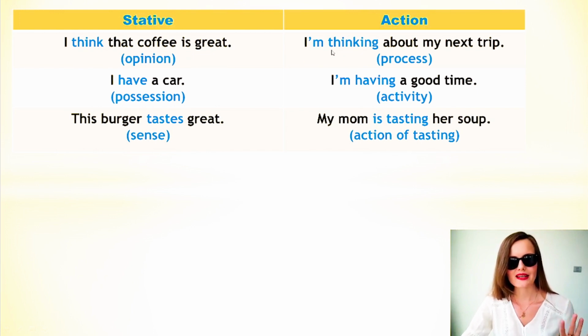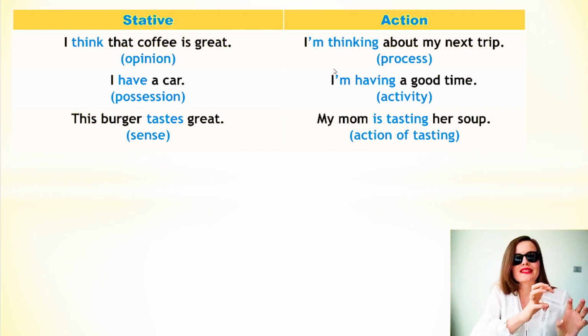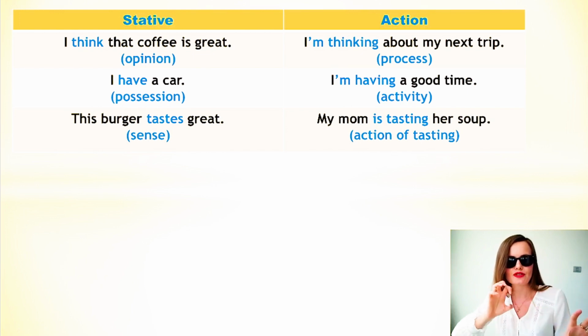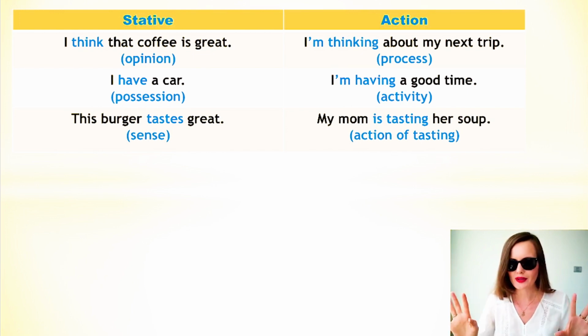As you can see in these two examples, in the first case, the verb think is a stative verb. And in the second sentence, it is an action verb. So the verb think transitioned from stative to action verbs. So how did it happen?